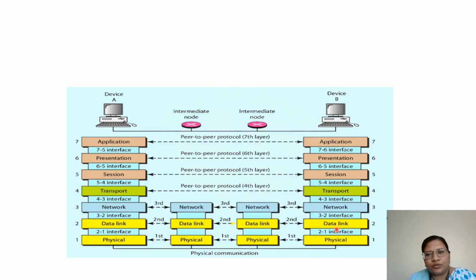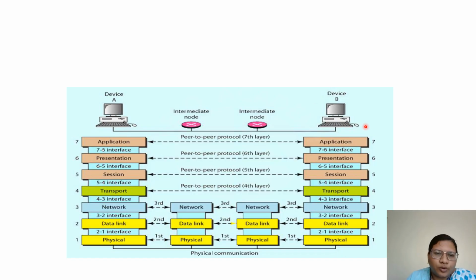When it is given to device B, the first layer processing it is the physical layer, the second is the data link layer, the third is the network layer, the fourth is transport, fifth is session, sixth is presentation, and seventh is the application layer. So what we have seen is that when the message is processed in the sender device A, it goes from application to physical, 7 to 1. But on the receiver side, device B, it is processed from physical up to the application layer.